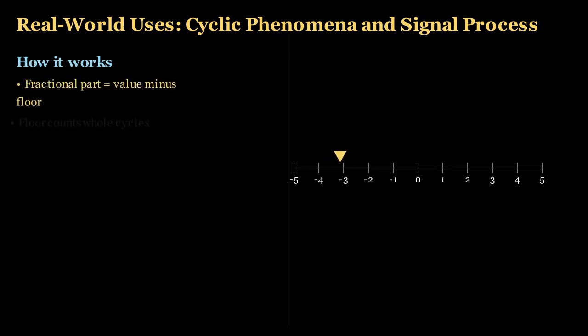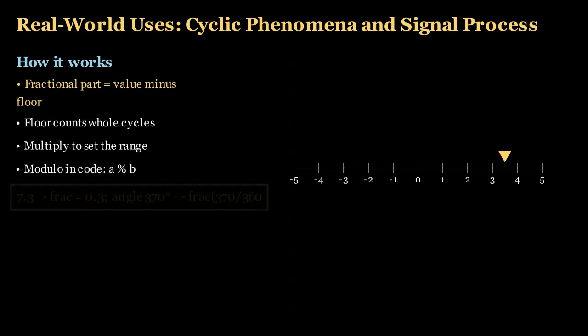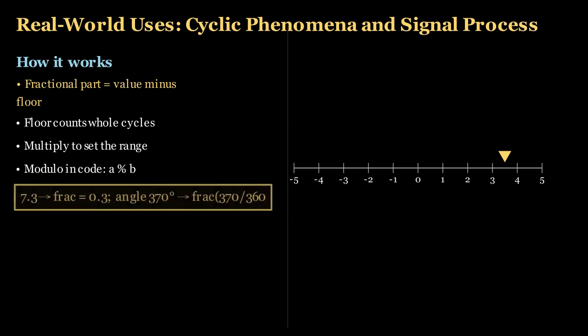To wrap an angle into 0 to 2 pi, we first divide the angle by 2 pi to count how many full turns fit. The fractional part of that division tells us what fraction of a turn remains. Multiply back by 2 pi, and we have the wrapped angle. In programming, this is the modulo operator. A mod b means the remainder after dividing a by b. It is exactly the fractional part of a over b, scaled up by b. The sawtooth wave is just the fractional part of time, growing linearly and snapping at every integer.